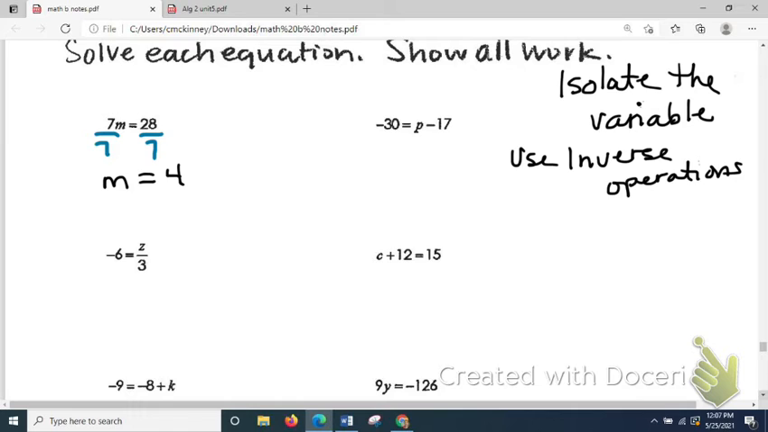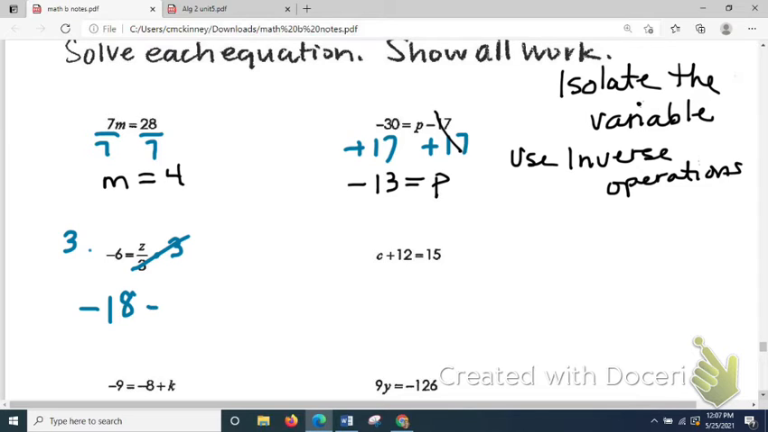So the next one, I'll go to the right. We would need to add 17. So negative 30 and positive 17 would be negative 13. Over here, that undoes the minus 17, so that now p is by itself. If our problem starts out with a fraction, that means it's starting out with division, and to undo division, we will multiply. So over here, that gets rid of the fraction, and then 3 times negative 6 is negative 18.